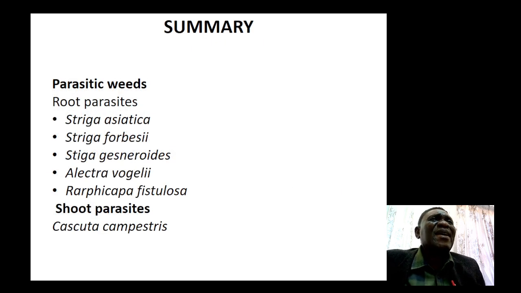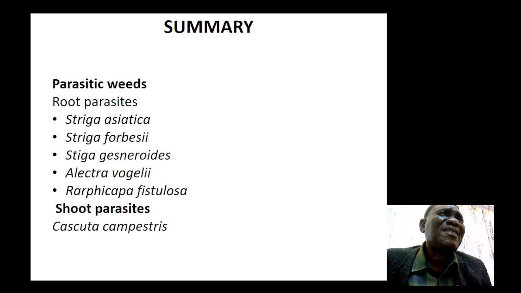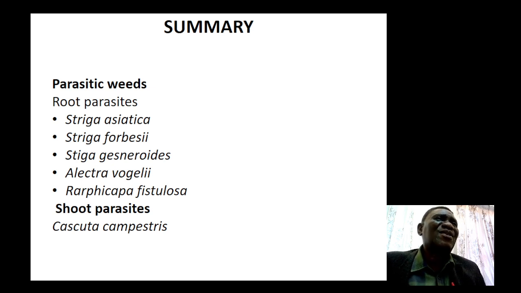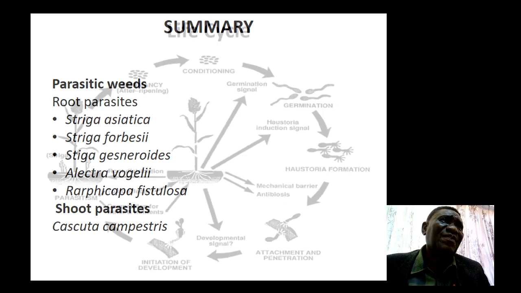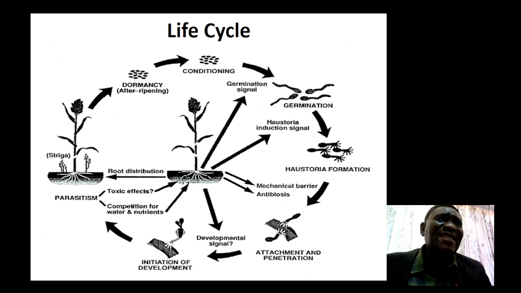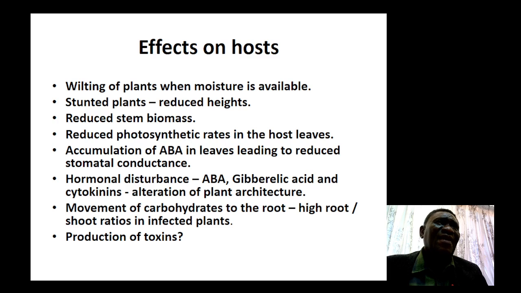So this is the summary of parasitic weeds. Root parasites, we've got Striga asiatica, Striga forbesii, Striga gesnerioides, Alectra vogelii, Rhamphicarpa fistulosa. Then we've got one shoot parasite which is important in agriculture, Cuscuta campestris. This is the life cycle, and these are the effects in summary.